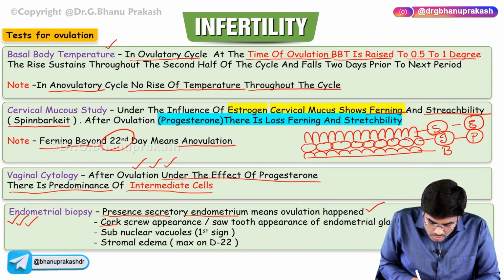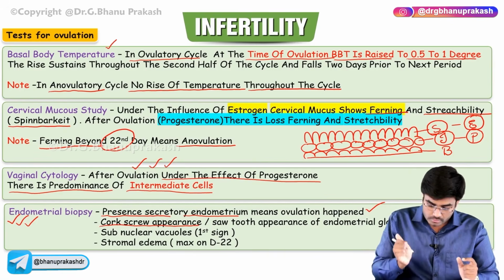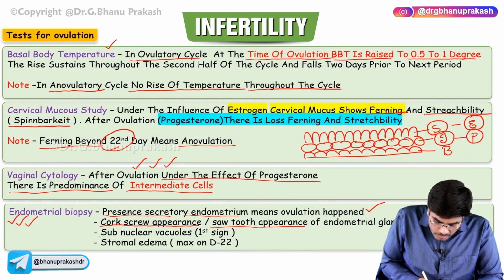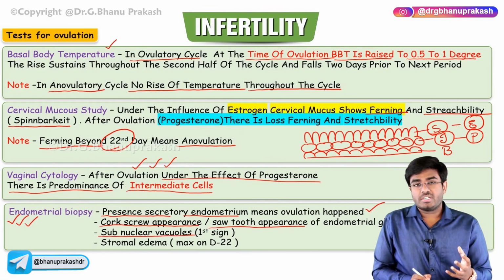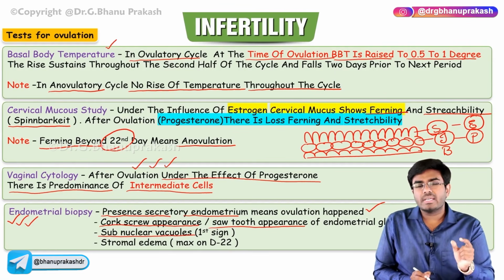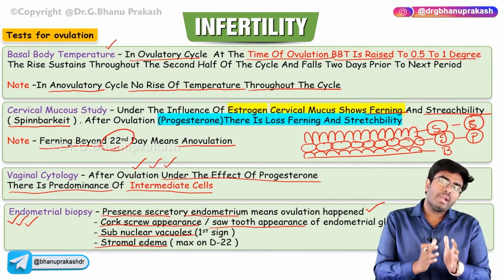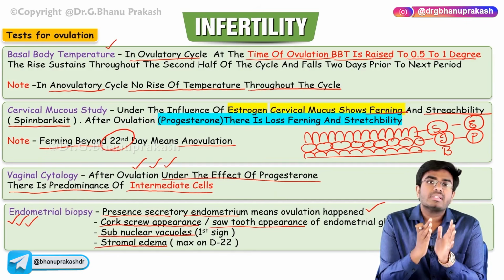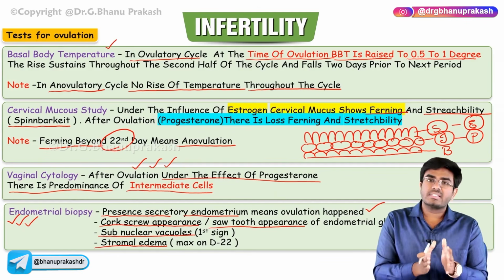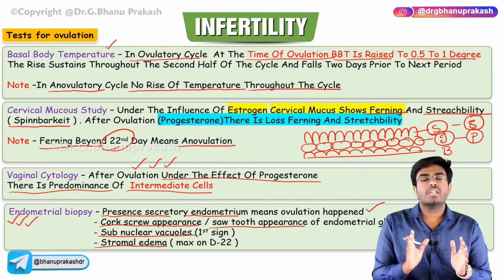Now, the endometrial glands should be in corkscrew appearance. They should show you corkscrew appearance or sawtooth appearance. And there should be changes like subnuclear vacuolization. Guys, the subnuclear vacuolization is the first sign seen in the secretory endometrium. And also there should be stromal edema. So, stromal edema is indicative of secretory endometrium. Absence of any of these features indicates that the endometrium is a proliferative endometrium, which means ovulation has not happened.